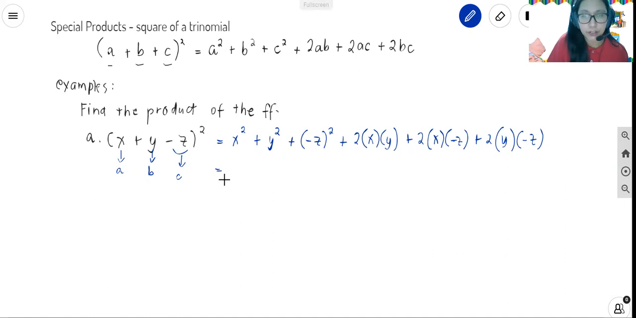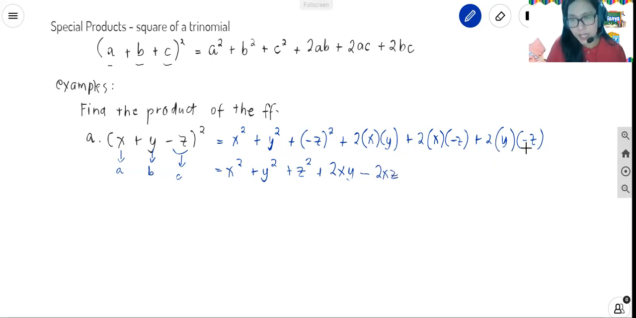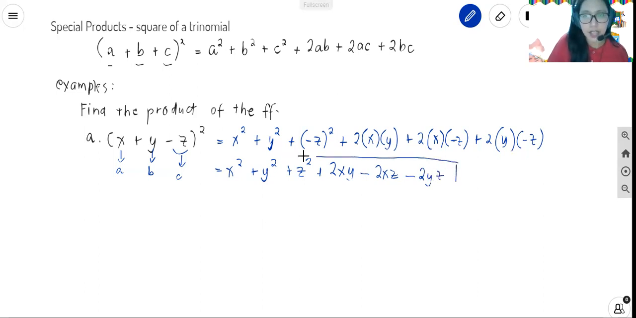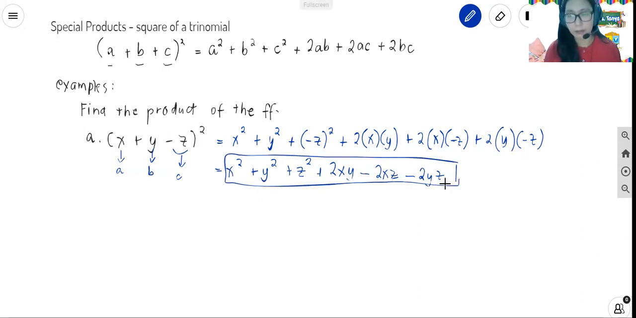Let's simplify further. We have x squared plus y squared. Negative z squared is still positive, so we have plus z squared. Plus 2xy, minus 2xz, since 2 times x times negative z will give you a negative sign. 2 times y times negative z will also give you a negative sign, so minus 2yz. And this is now the product of (x + y - z) quantity squared.